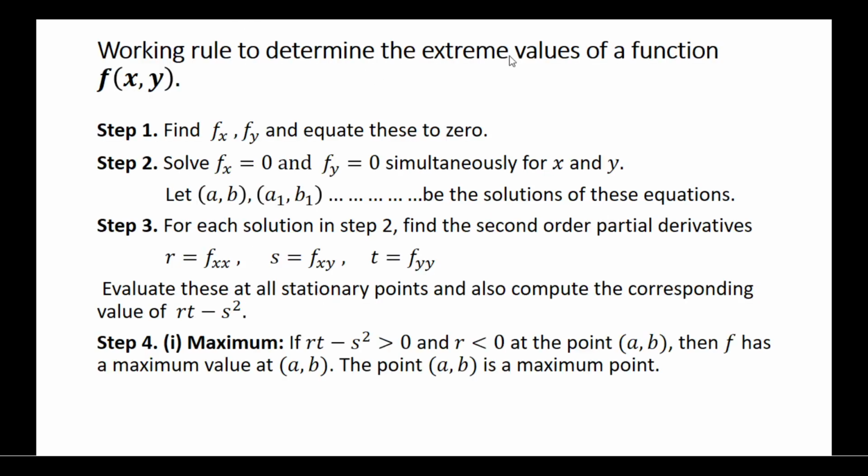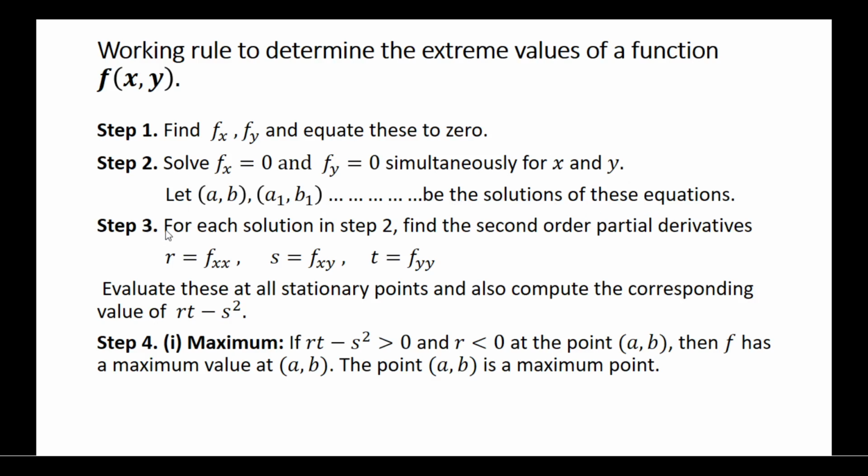Working rule to determine the extreme values of the function f of x comma y. The first step: first of all, find the partial derivatives fx and fy and equate these to 0. Solve fx equal to 0 and fy equal to 0 simultaneously for x and y. That means, in order to find the values of x and y, let a comma b, a1 comma b1, etc. be the solutions of these equations.